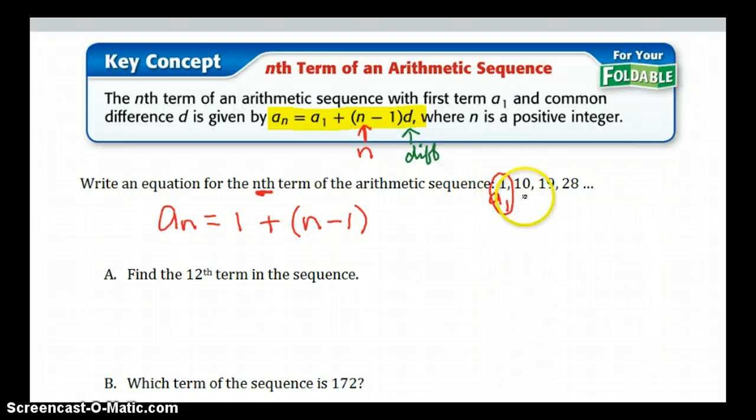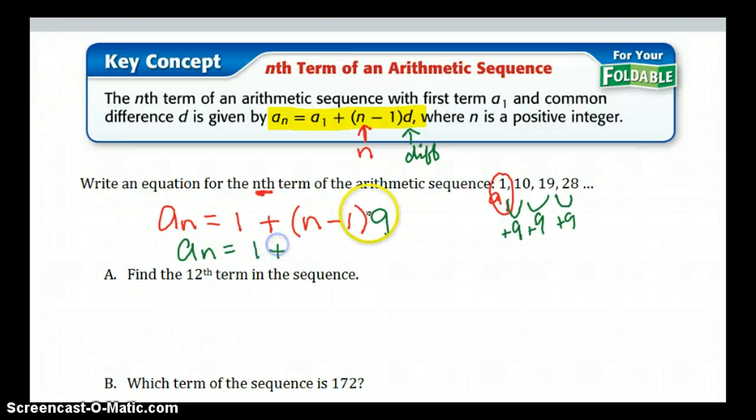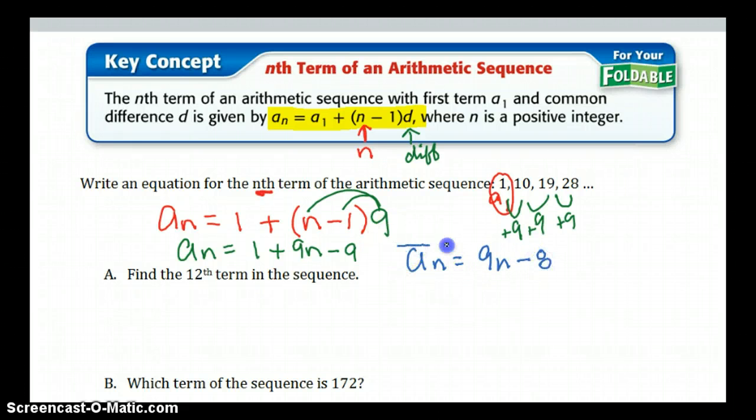So 10 minus 1 makes a positive 9. 19 minus 10 is a positive 9. 28, so it's increasing by 9 each time. So d is 9. I can simplify this equation, so I'll put 1 plus, don't forget to distribute your 9 times n, 9 times a negative 1 is a negative 9. We can make this even more simplified by saying a sub n equals 9n minus 8. That equation will give me the nth term.